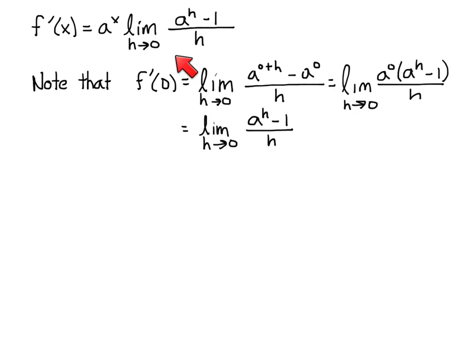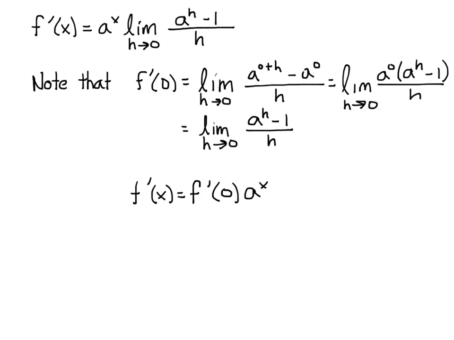So let's make a substitution. Let's get rid of this limit expression and then put in f prime at 0. And what we're going to get then is the derivative of the function is going to be the derivative at 0 times the function. So there's really only one point that we need to know, and so we have the derivative of an exponential function is proportional to the function.